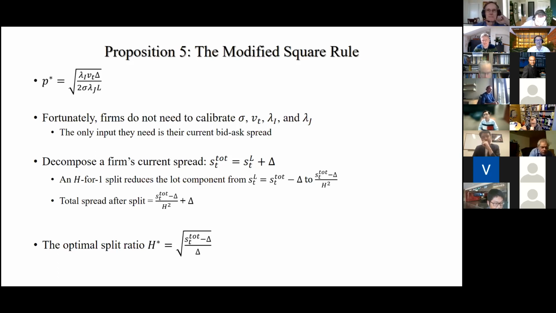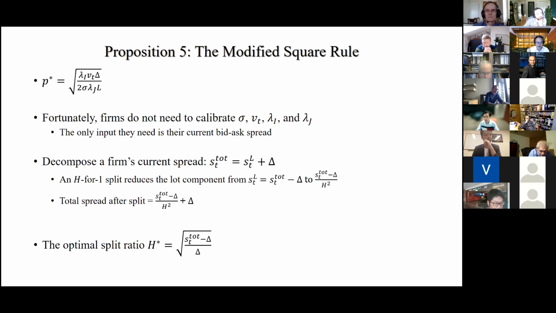So suppose now Jeff Bezos is sitting in front of me. Oh, how can our firm split? If he listened to me, should he calibrate all the models, the structural estimation? What is sigma? What is VT? What is lambda I, lambda J? The answer actually is surprising, but he does not need to do that. Why? Because the optimal split ratio, the only sufficient statistic he needs to know is his current bid-ask spread.